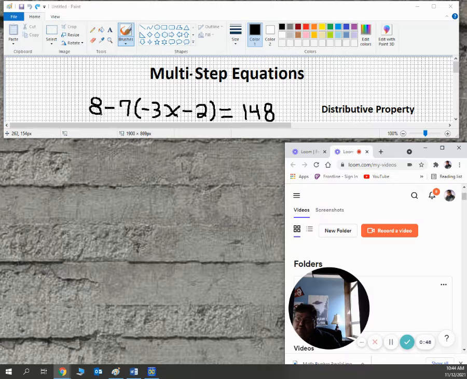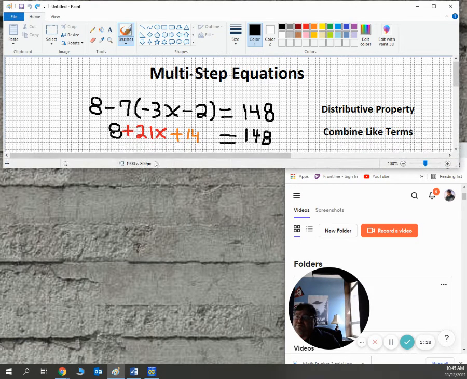I'm going to skip what looks to be like a subtraction problem, 8 minus 7. I'm going to skip it and go directly to the multiplication. I'm going to multiply negative 7 times negative 3x, and I will get a positive 21x because a negative times a negative is a positive. Then I will multiply negative 7 times negative 2, and again, a negative times a negative is a positive, and I should get 14.